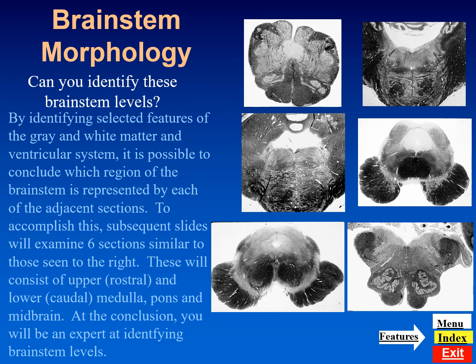This section will be dealing with brainstem morphology. In order to accomplish that, we'll be looking at sections of the brainstem and examining gray matter and white matter features of 6 representative levels, one of a rostral level and one of a caudal level of each brainstem level, whether it be midbrain, pons, or medulla. This will be beneficial in order to identify in the future a section through the brainstem and be able to identify which level it is. And this then will be beneficial to be able to identify on clinical images.